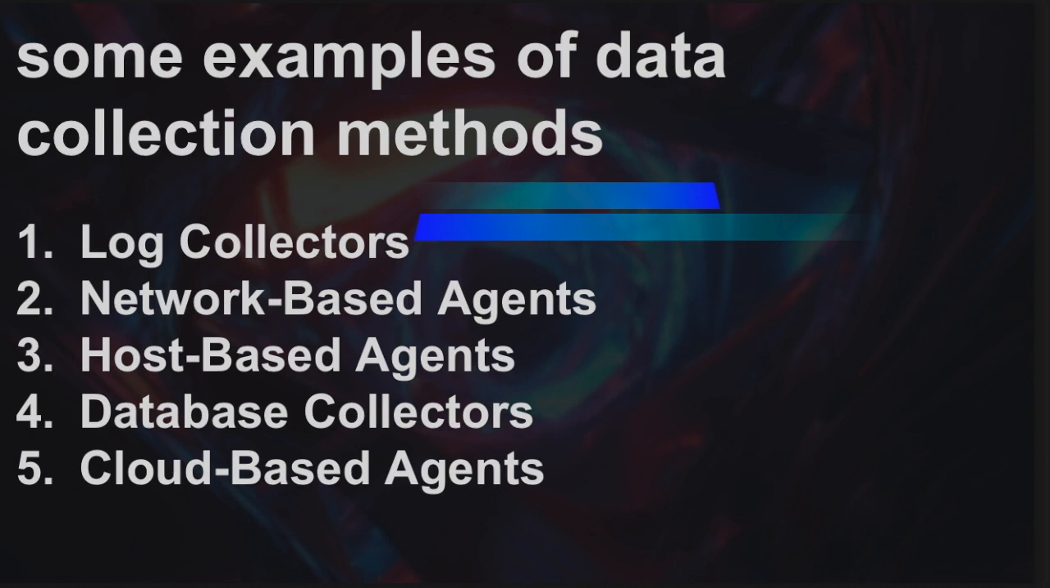Now the fifth one is cloud-based agents. Cloud-based agents are designed to collect data from cloud-based services and applications. These agents can collect data such as user activity, logs, and events. Examples of cloud-based agents include AWS CloudTrail, Microsoft Azure Log Analytics, and Google Cloud Audit Logs.